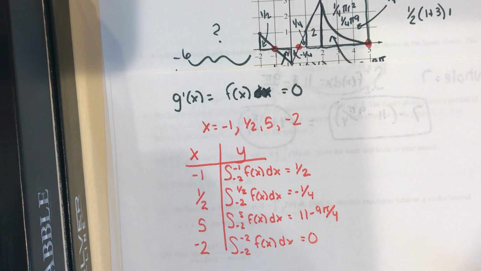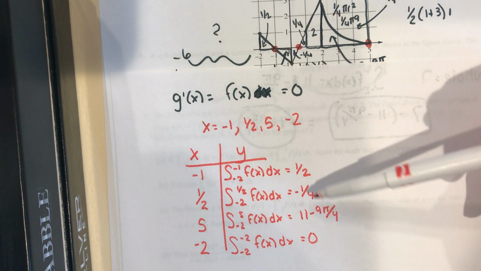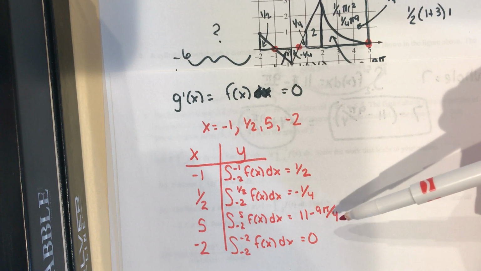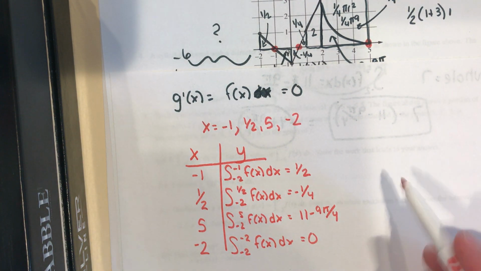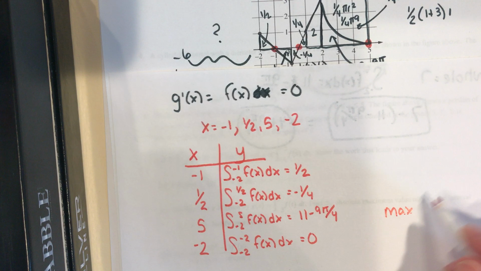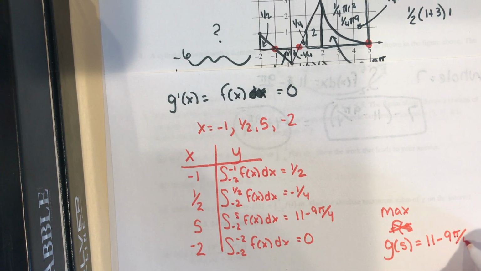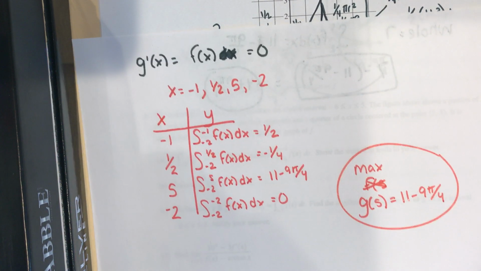So we want to find the max. Well, I know it can't be the 0 or the negative. It's got to be the 1/2 or the 11 minus 9 pi over 4, which this is definitely bigger. So my max occurs at f of 5. Oops, sorry, not f. We're doing g. G of 5, which is 11 minus 9 pi over 4. Final answer.